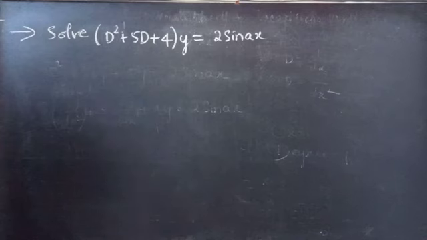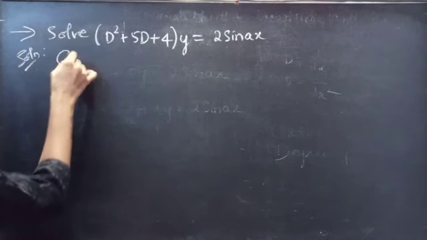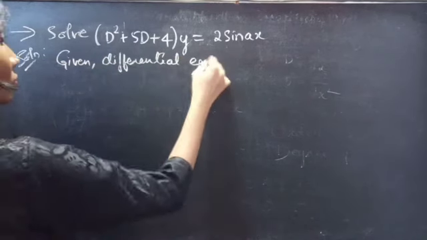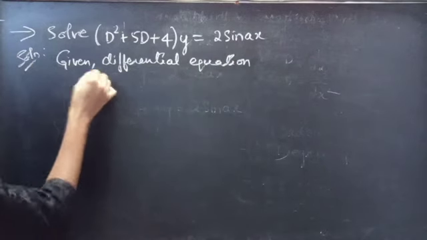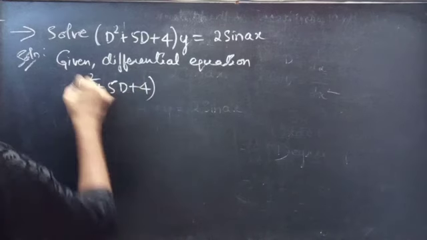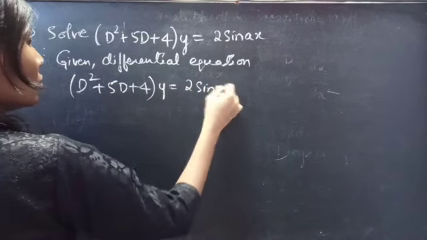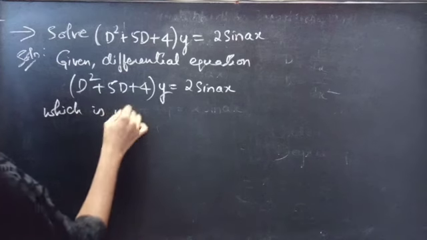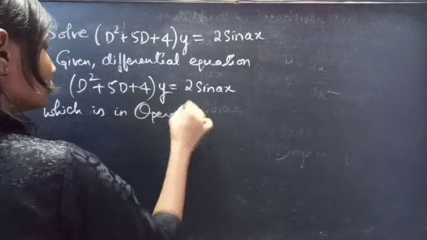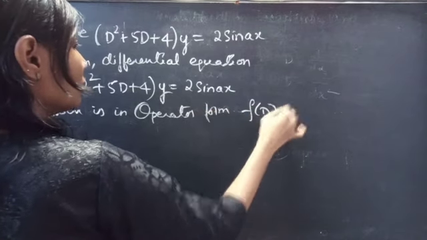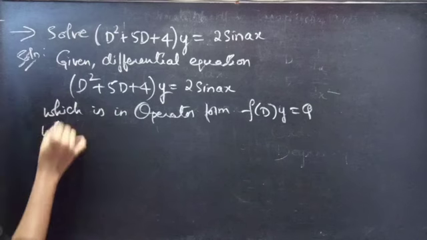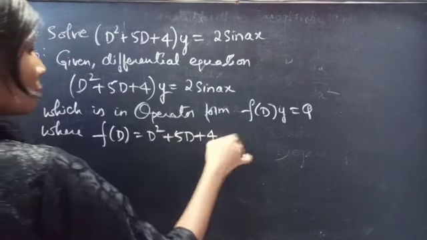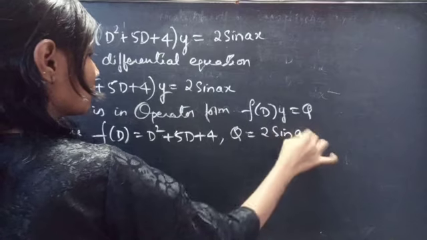Now coming to the problem. The given differential equation, (D² + 5D + 4) y = 2 sin ax, is in operator form: f(D) y = Q, where f(D) = D² + 5D + 4 and Q = 2 sin ax.